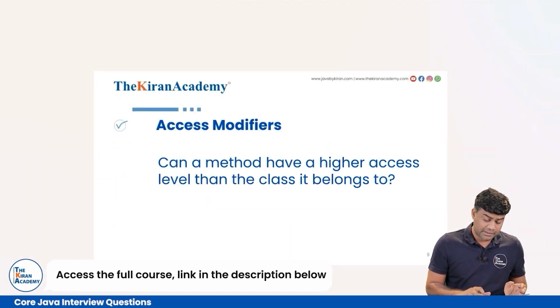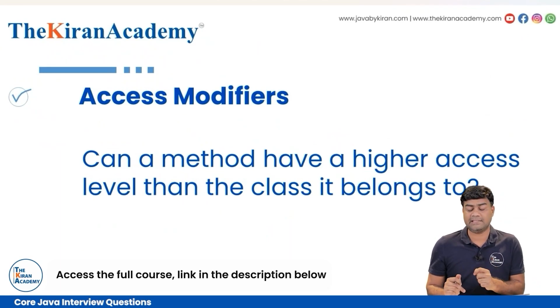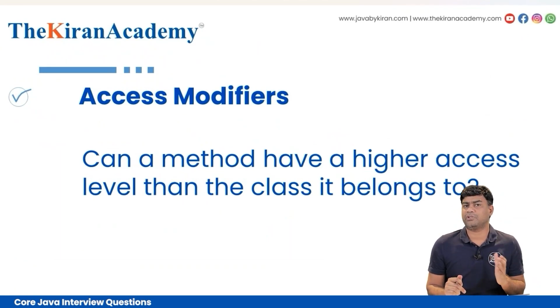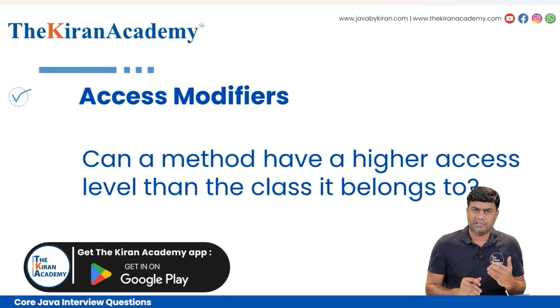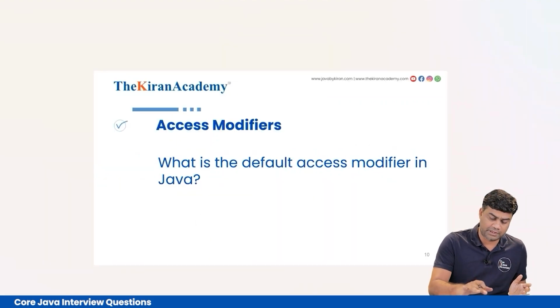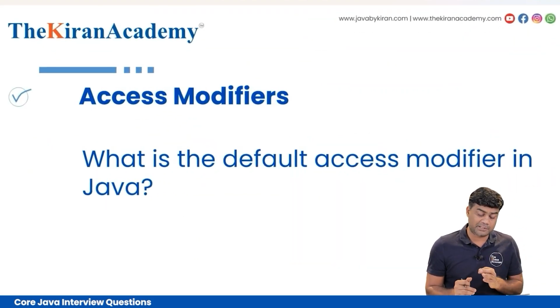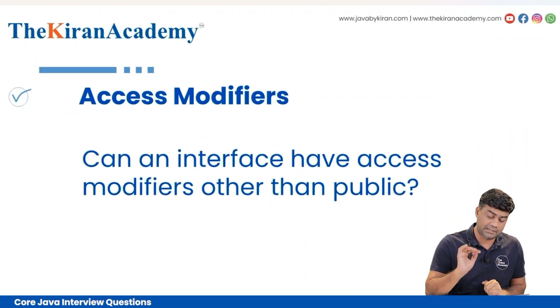Can a method have a higher access level than the class it belongs to? Practically no, because there is no sense in making it. First, the outer box should be public. I mean to say, if the class is default and variables and methods are public, it doesn't make any sense. So you can explain it that way. What is the default access modifier in Java? I already told you, if you want to access variables and methods inside the same package, then you should have them as default.